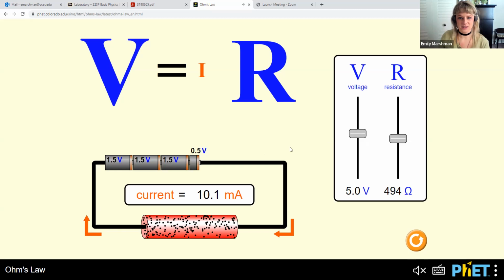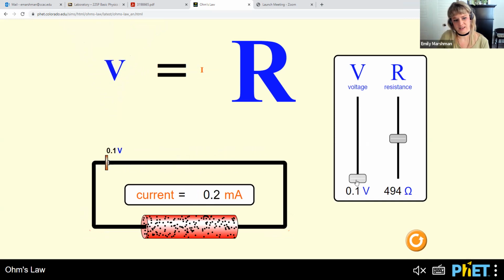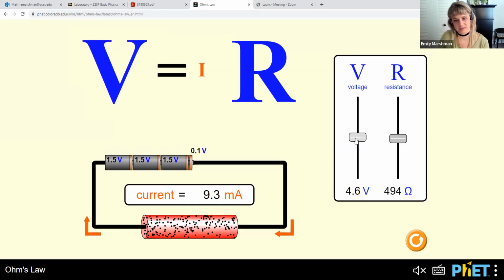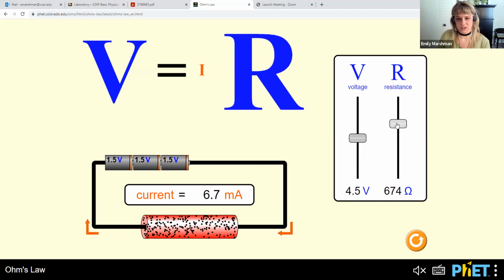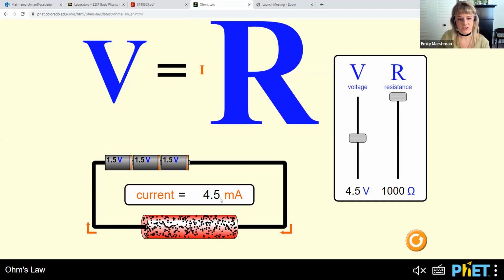But you'll notice that as you increase the voltage, you're adding more batteries, right? As you decrease the voltage, you're decreasing the number of batteries. You can also adjust the resistance. As you adjust the resistance, notice that in this wire, there are more black dots. The black dots represent those impurities in the metal lattice in your wire. As you increase the resistance, it's going to be harder for the electrons to flow. And you will see the current actually go down.